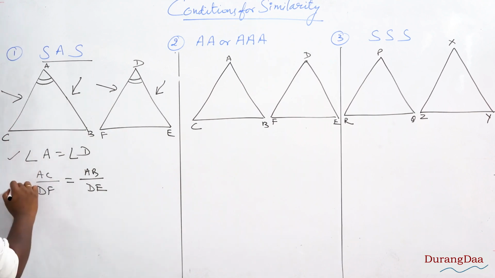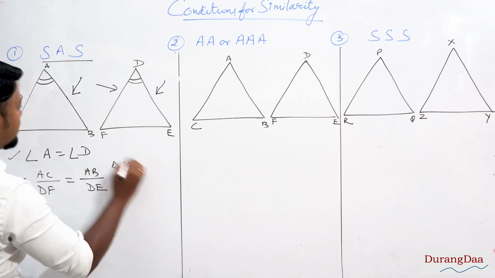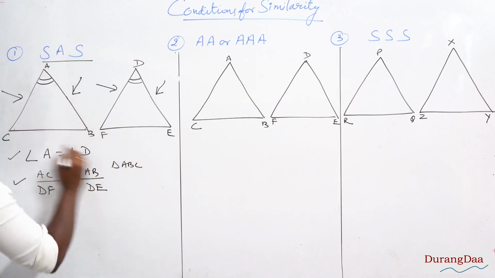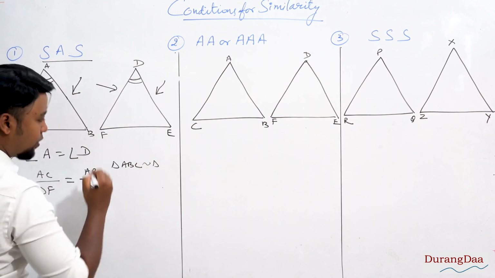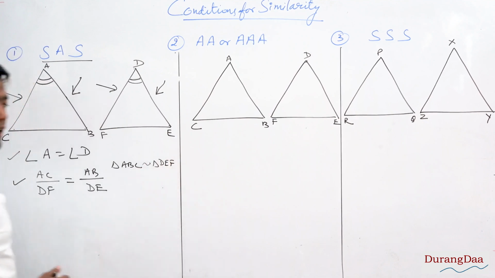Only if these two conditions are fulfilled, we can say that triangle ABC is similar to triangle DEF, alright. Let's take one more example.